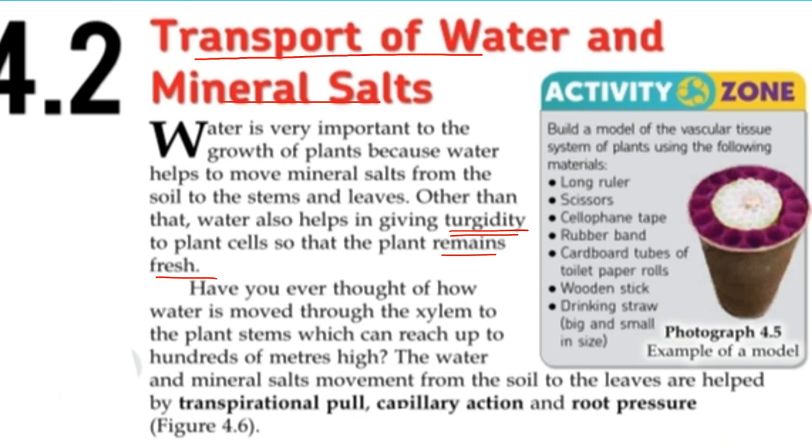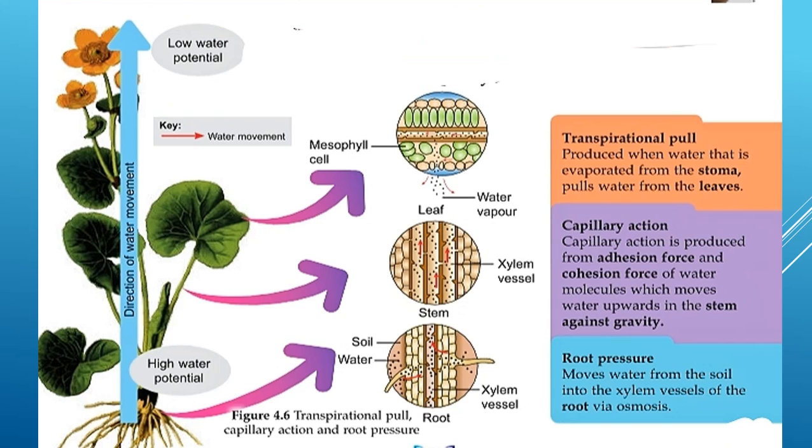So the water and mineral salt movement from soil to the leaves are helped by these three. Satu, transpirational pull. Kedua, capillary action. Ketiga, root pressure. Okay. What is transpirational pull?